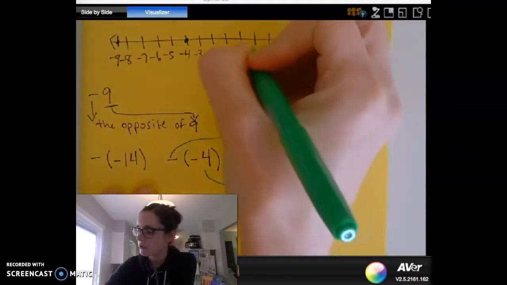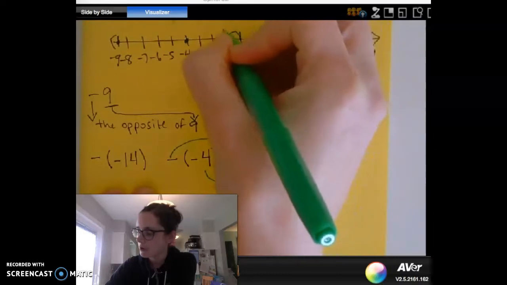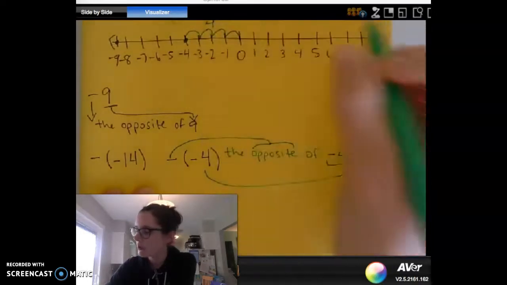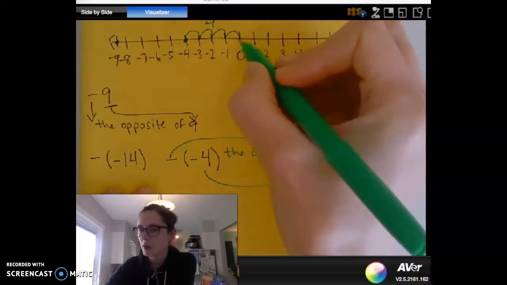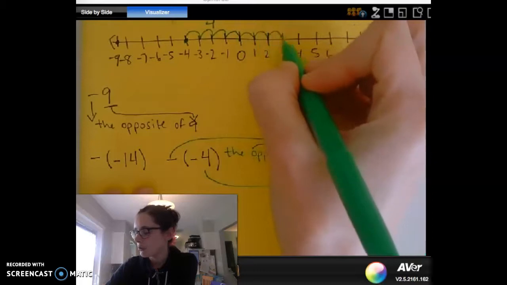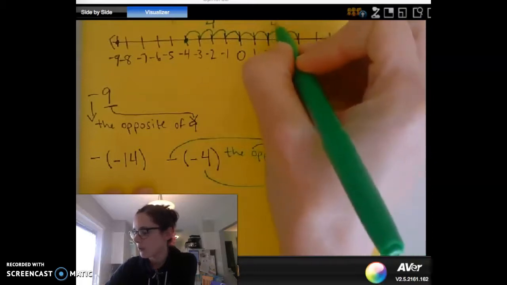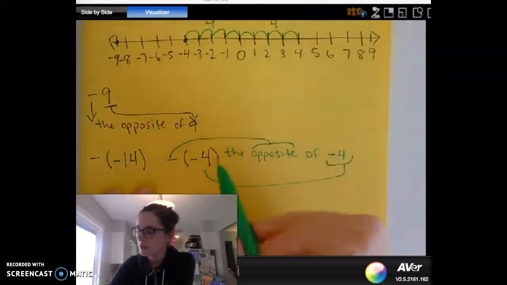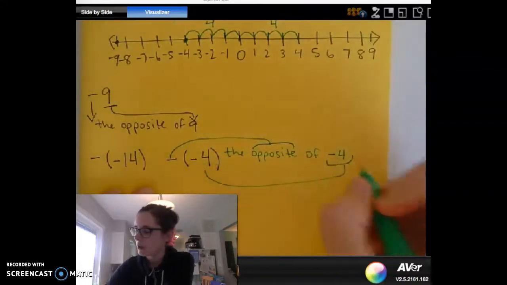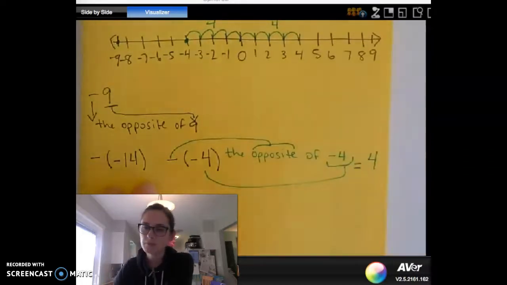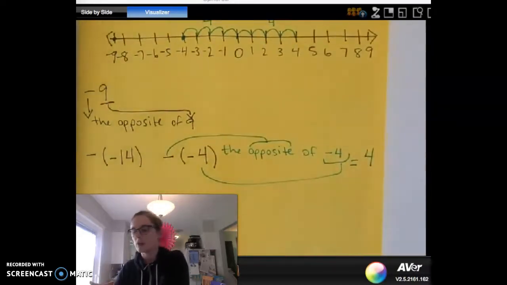So I'm going to just quickly count 1, 2, 3, 4. So that's about 4 away from 0. Now I'm going to go to 0, and I'm going to count 4 on the opposite side. 1, 2, 3, 4. So that is also 4 from 0. So the opposite of -4 is going to equal +4. Okay, so let's try a different one now.